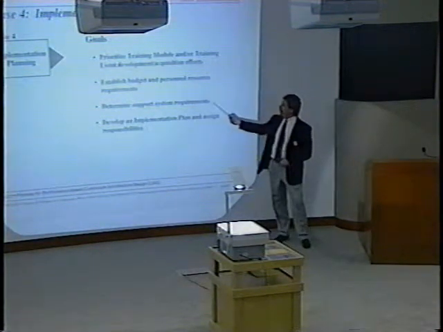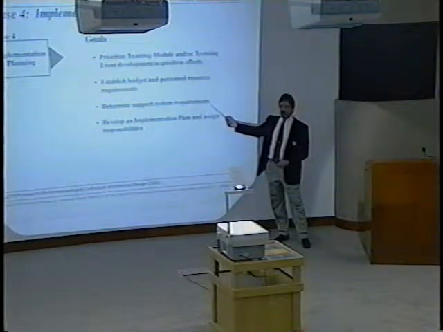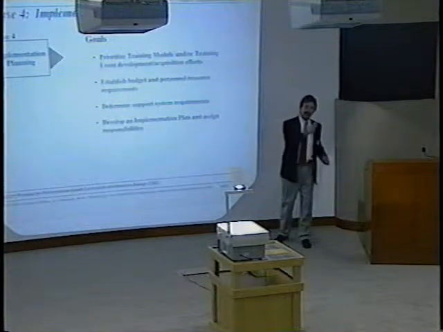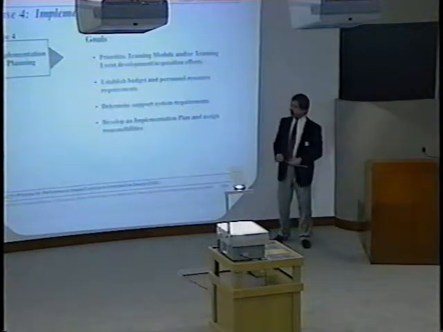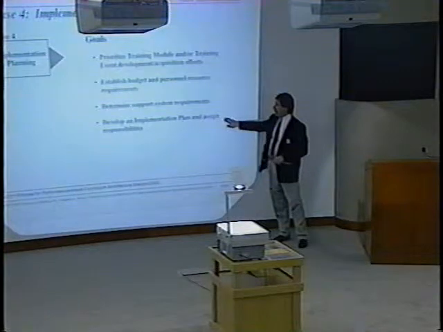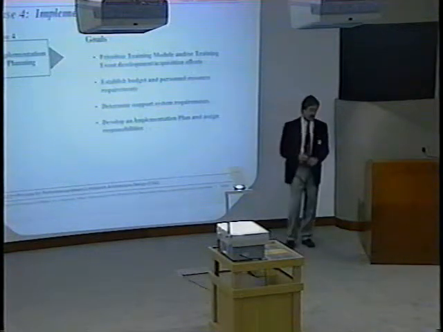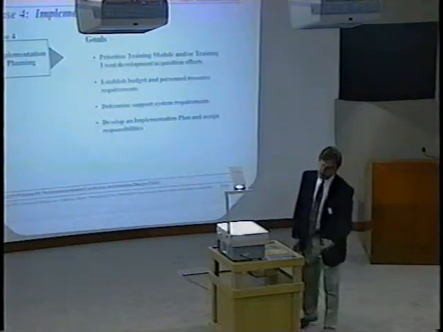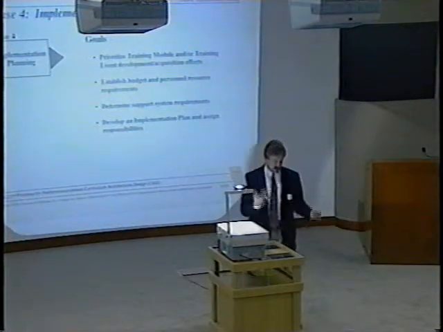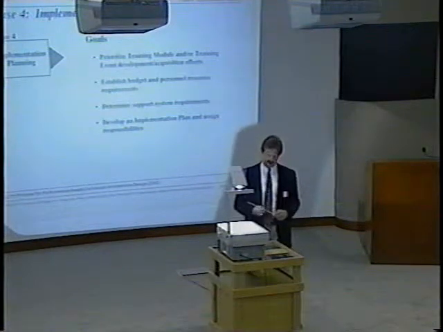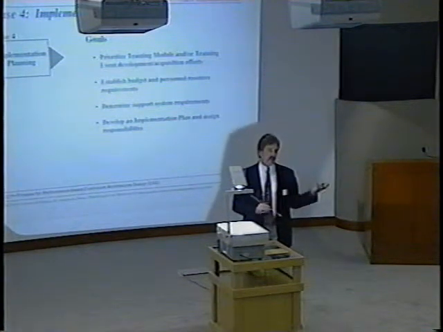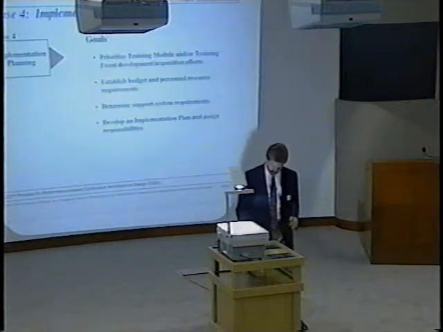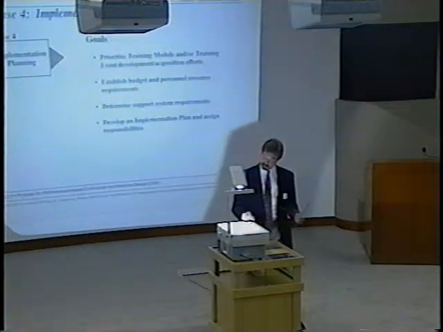Determine support system requirements. You may not have the infrastructure in place to deploy all this stuff, which means you maybe shouldn't have designed it to be deployed in a manner that's inconducive with your environment. And you can develop an implementation plan and assign responsibilities now. You can go to various levels on this. You can go beyond development. You get into delivery. You can get into the whole administrative thing and design everything around this. This is one input to what we call strategic planning for training and development, which is what Ray's book was all about. And I've got a slide coming up on that in a few minutes.